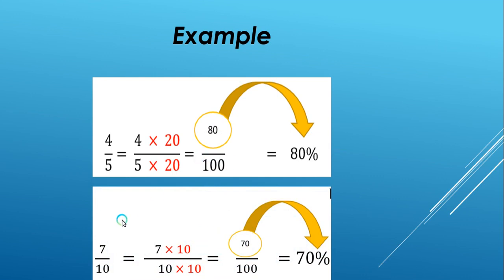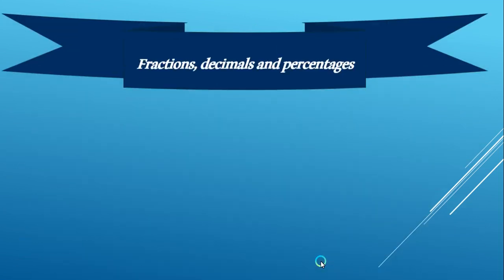The second example also, I have 7 over 10, but I will multiply this denominator by 10. Why do I multiply by 10? To get 100. So I will keep 70 here and I will just replace 100 by the sign of the percent.